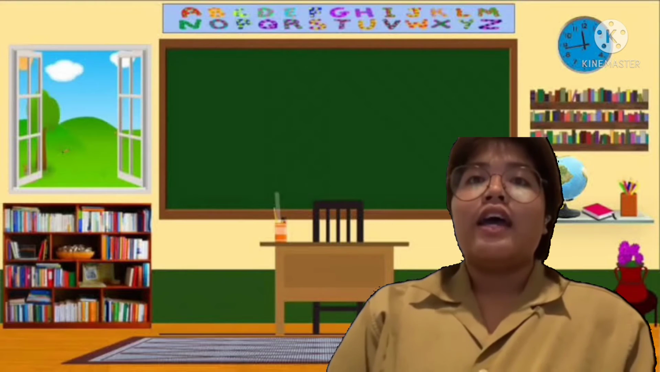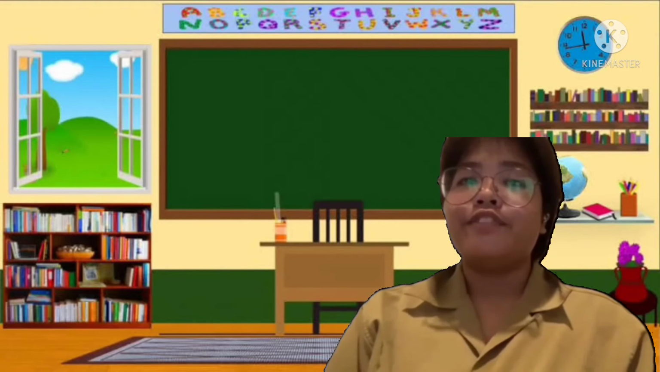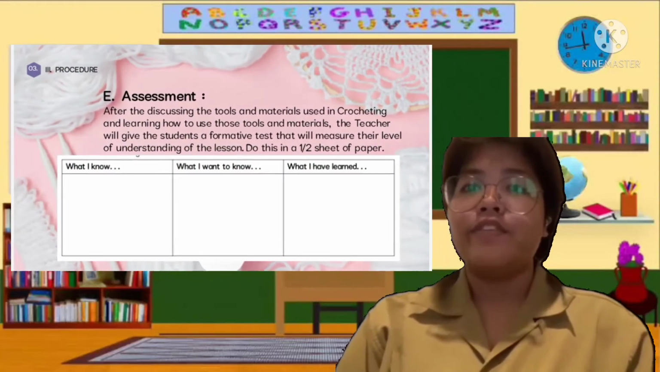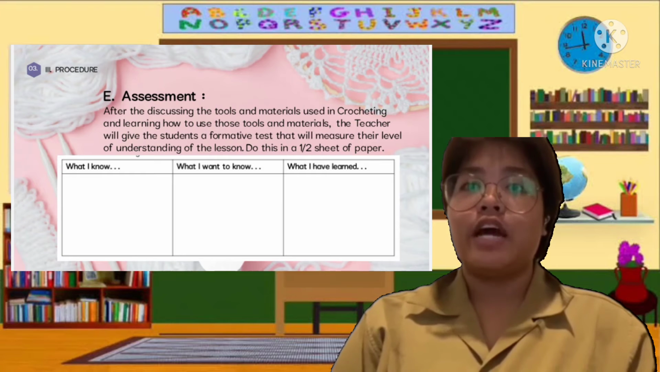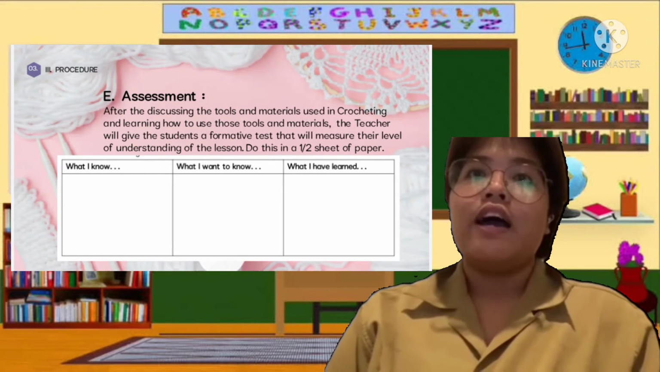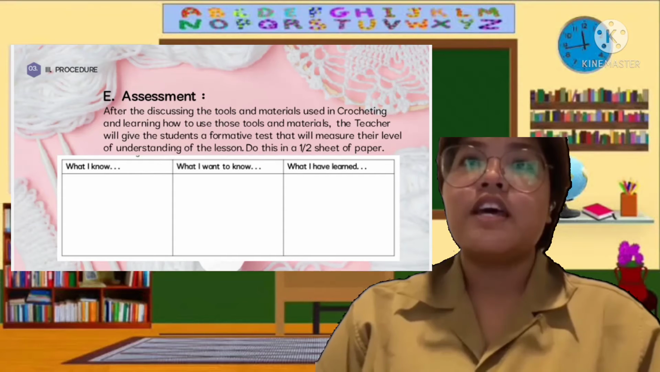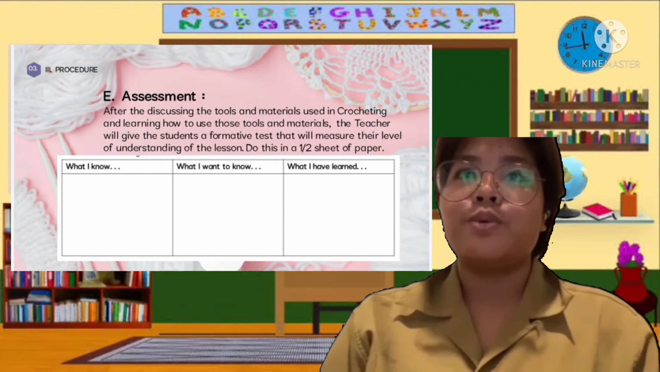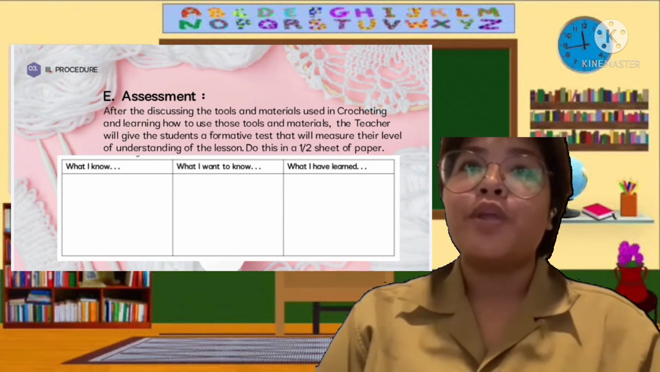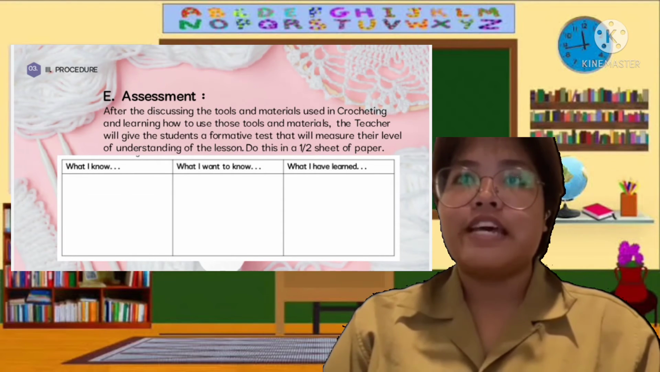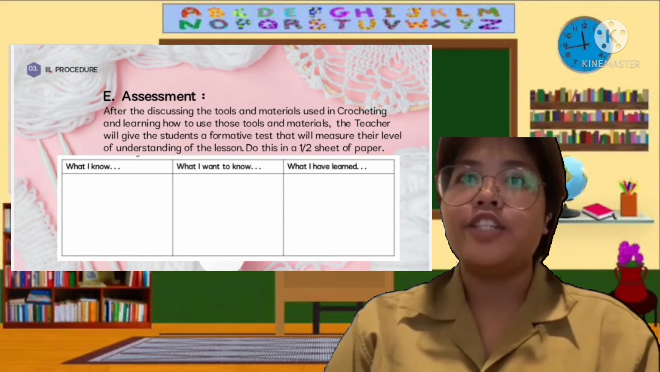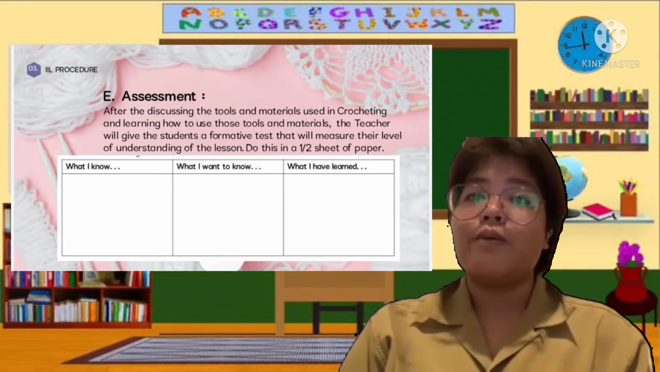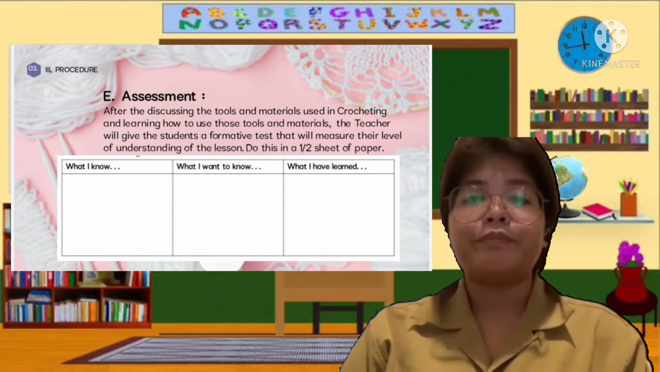It is indeed important that after the application, we will be able to assess the work of the students or their level of understanding of the subject. At the end of the discussion of the tools and materials used in crocheting and learning how to use them, the teacher will give the students a formative test that will measure their level of understanding of the lesson. They will do this on a half sheet of paper.